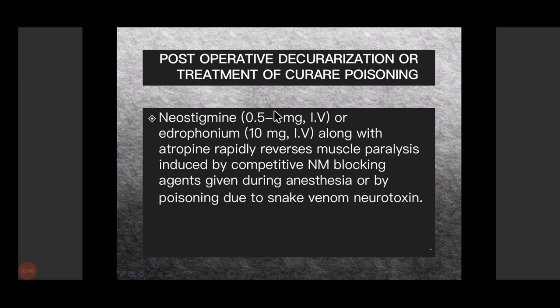Now, another use of these drugs could be post-operative decurarization and treatment of curare poisoning. This, as I told you, will be taught to you in the peripheral nervous system. Neostigmine again or edrophonium can be given along with atropine, which rapidly reverses the muscle paralysis induced by competitive neuromuscular blocking agents. I'm not going to spend much time on it. This will be dealt with in detail later.